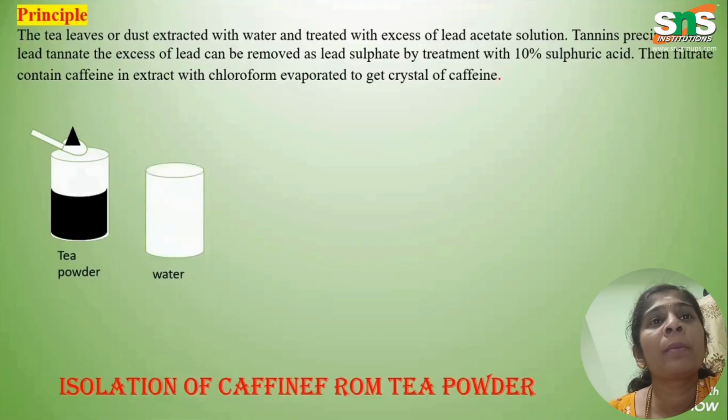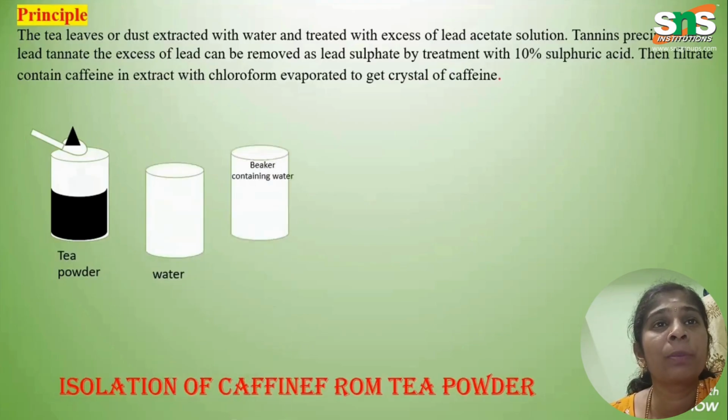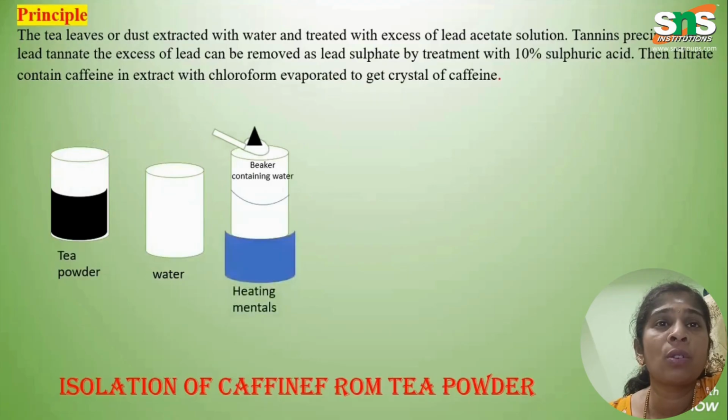Coming to the requirements, this is the main thing. First is the preparation of the plant material, that is finely powdered tea dust. The chemicals taken are distilled water, sodium carbonate, an organic solvent, chloroform or dichloromethane, and anhydrous sodium sulfate. The apparatus taken are a beaker, water bath, filter paper, separating funnel, and evaporating dish.